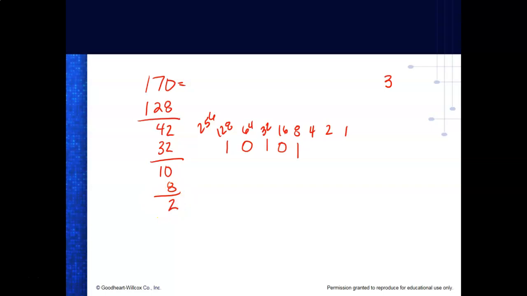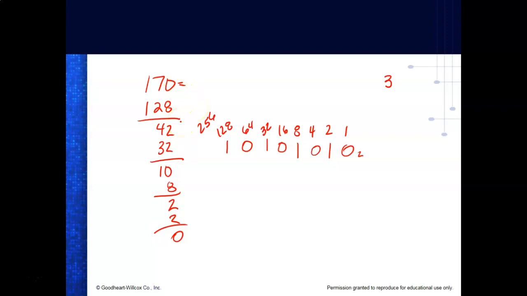The 2. Can I subtract a 4? Can I subtract a 2? Okay, so I put a 1 there, that leaves me a 0, then I just fill in the rest with 0. As soon as you get that 0, everything to the right gets a 0. So that would be the equivalent. This is binary, this is decimal.